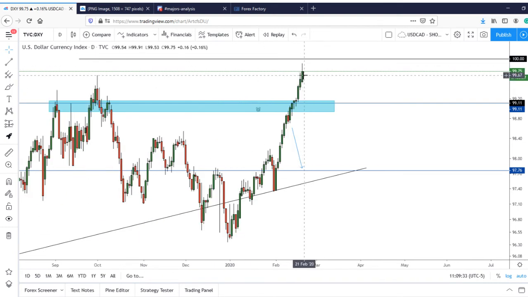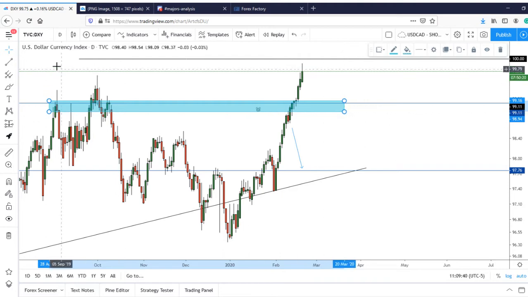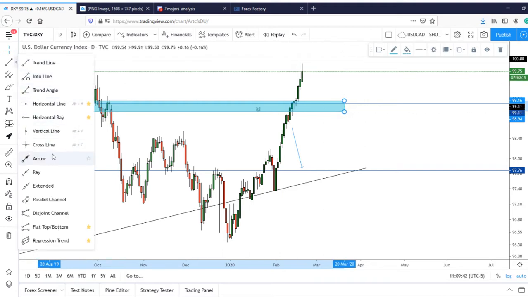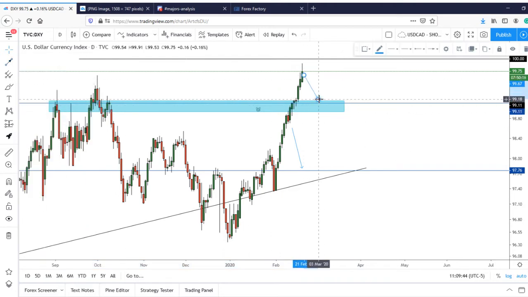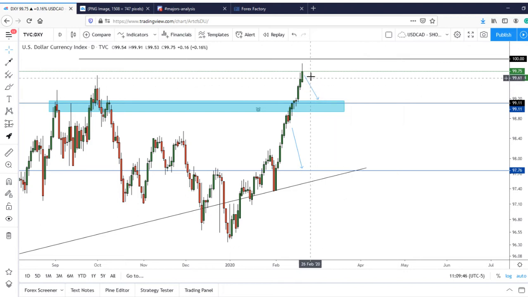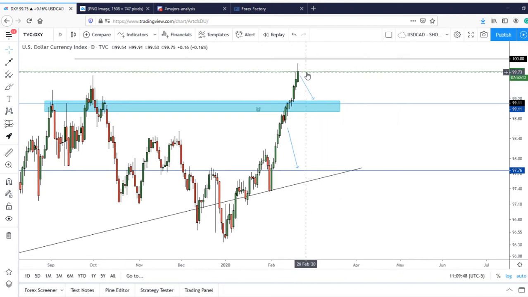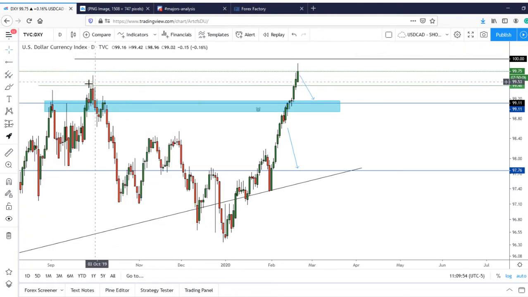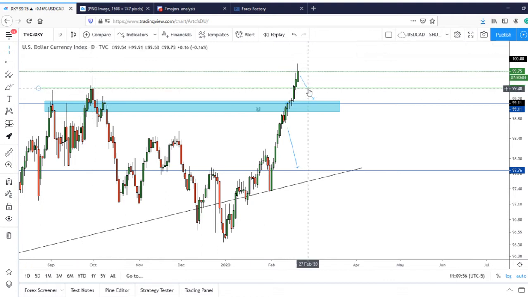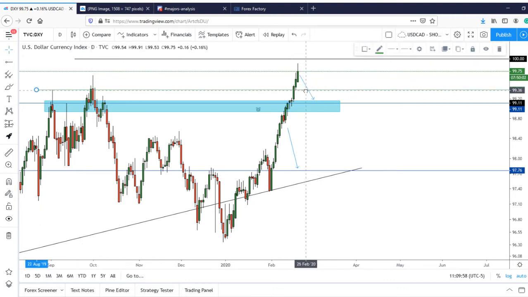This is close enough for me to start thinking about potentially shorting the dollar, just for the near term, just till maybe back down to here. Right, that could be the worst case scenario. Alternatively, on a small time frame, you could just make a retracement to one of these highs right here. So you can see these previous highs down here. We could just make a miniature retracement to this level and then go back up.